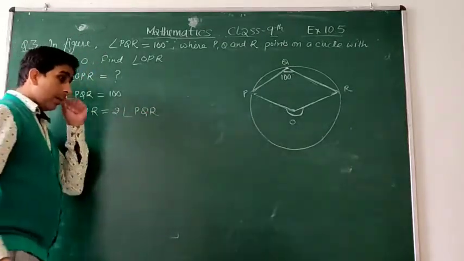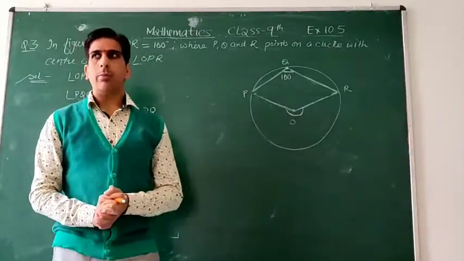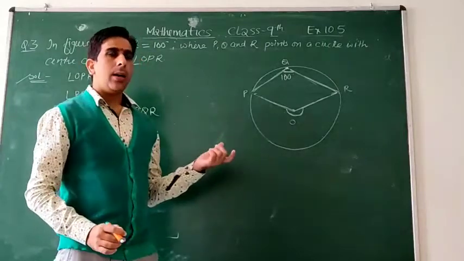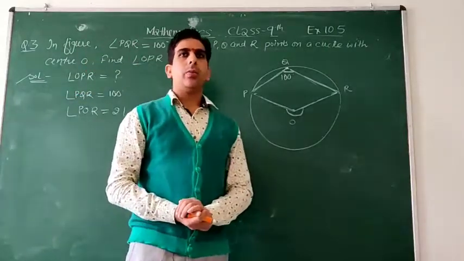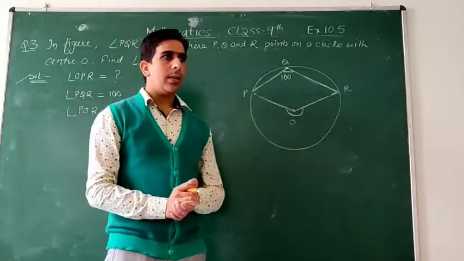Angle POR is twice of angle PQR. Why? Just because of theorem 10.8. In theorem 10.8 we have studied the angle subtended by an arc at the center of the circle is twice the angle subtended by the same arc in the remaining part of the circle.